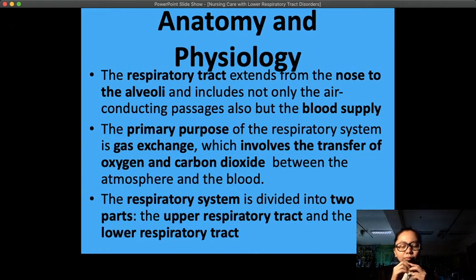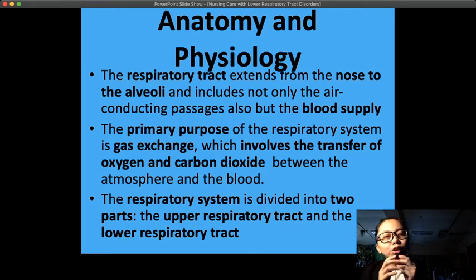Okay, so the respiratory tract extends from the nose to the alveoli and includes not only the air conducting passages but also the blood supply. The primary purpose of the respiratory system is gas exchange.